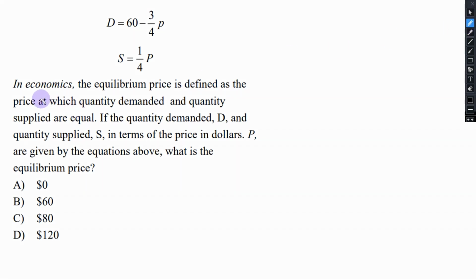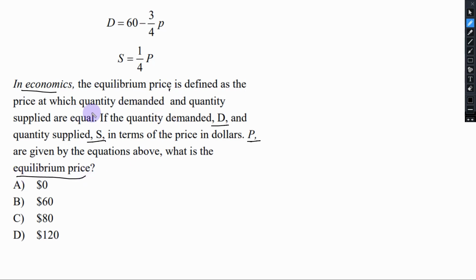Next question, so here it is saying in economics the equilibrium price is defined as the price at which quantity demanded and quantity supplied are equal. If the quantity demanded and quantity supplied in terms of the price in dollars P are given by the equations above, what is the equilibrium price?